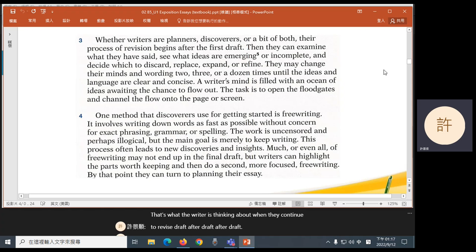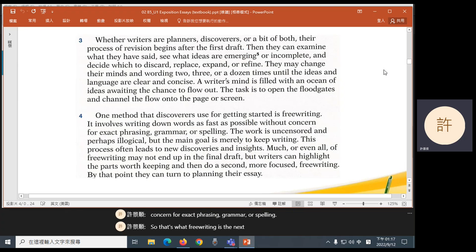One method that discoverers use for getting started is free writing. So the first group of writers we'll be talking about is the discoverers. And for the discoverers, one of their methods is called free writing. So the first sentence gives us this idea. The next sentence should explain the idea. It involves writing down words as fast as possible without concern for exact phrasing, grammar, or spelling. So that's what free writing is.